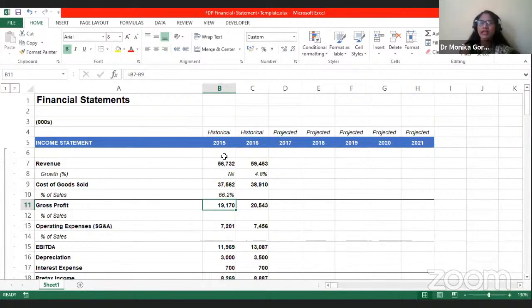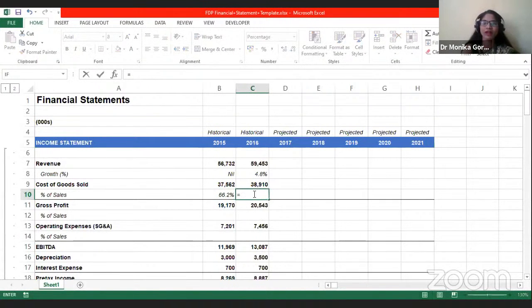Means what? In 56,732, 66.2% is your cost. Means whatever the amount you have received, which is 56,732, your cost for producing that particular product is 66.2%. Okay, moving ahead, same thing we are going to do here.